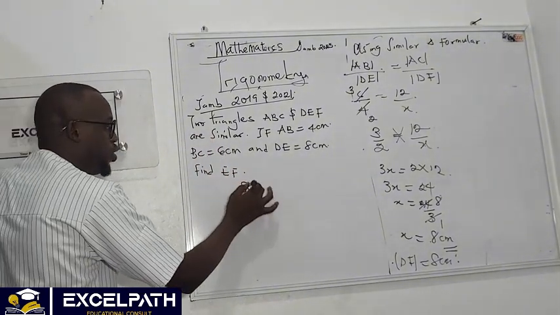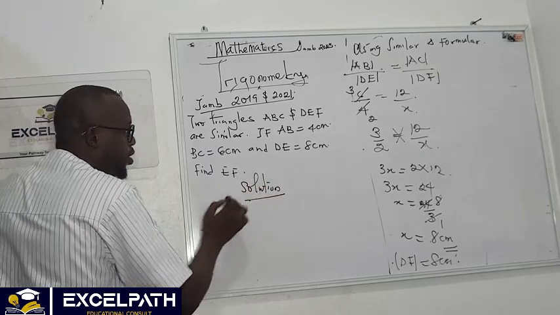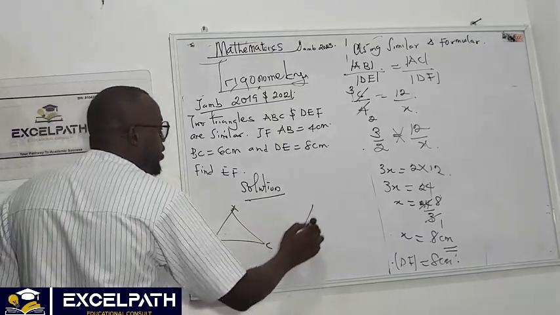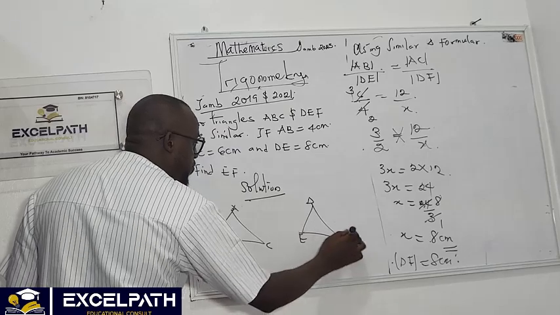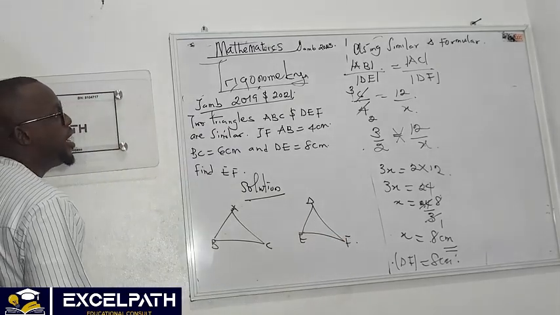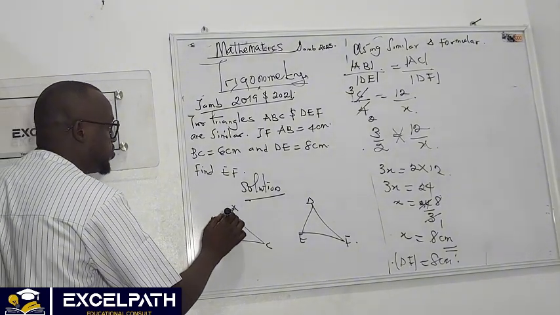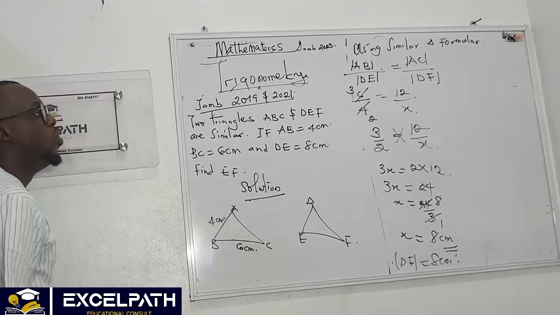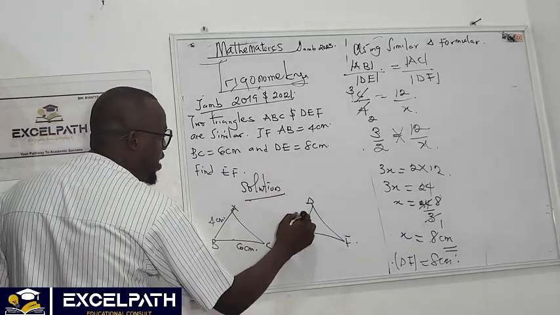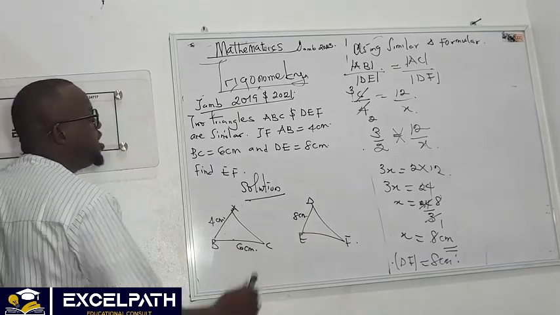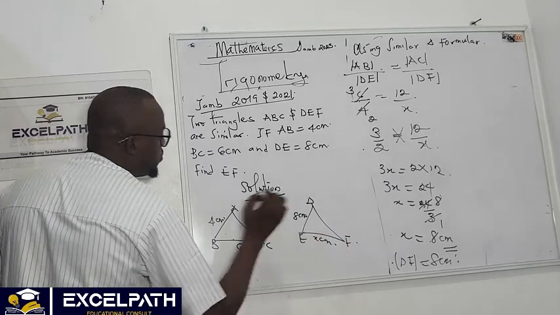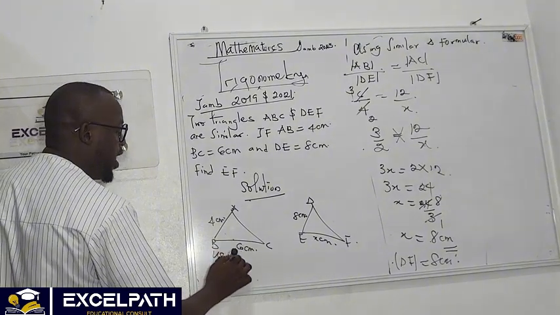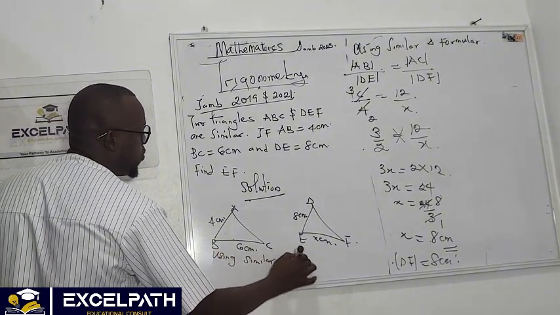So, solution. Let me not take much of the time. We have ABC and DEF. AB is 4 cm, BC is 6 cm, DE is 8 cm. EF, let's call it x centimeters. I love the letters x and y. Using the similar triangle formula.